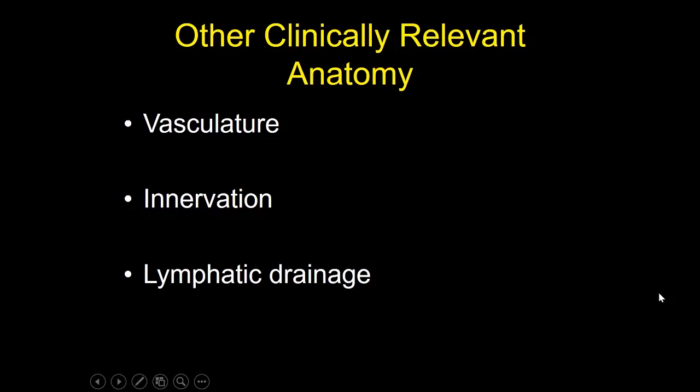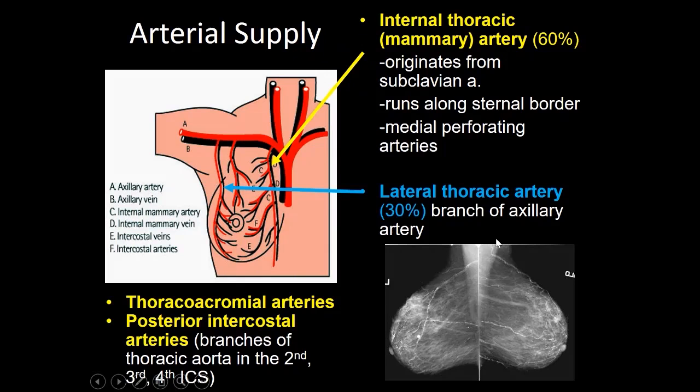The other clinically relevant anatomy that we need to think about is the blood supply to the breast, the innervation, and then the lymphatic drainage. So for the arterial supply, 60% of it comes from the internal thoracic or internal mammary artery, which is a branch of the subclavian artery. It runs along the sternal border and has multiple medial perforating arteries. This is important to be aware of because if you're doing a biopsy and you're coming from a medial approach, there's a chance that you could pass through one of these perforating arteries and consequently cause a significant hematoma.